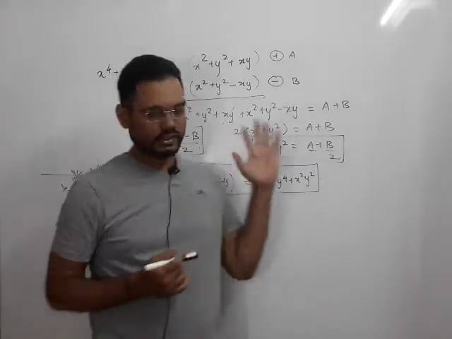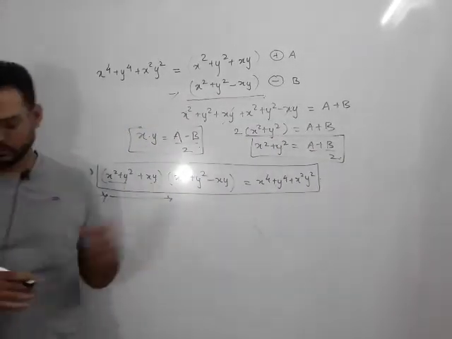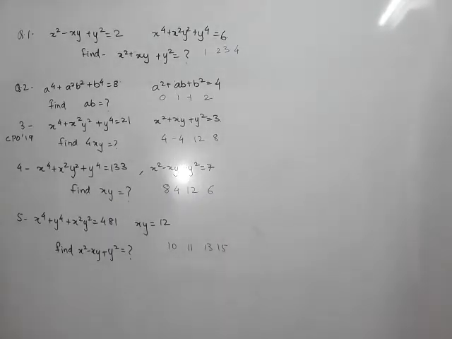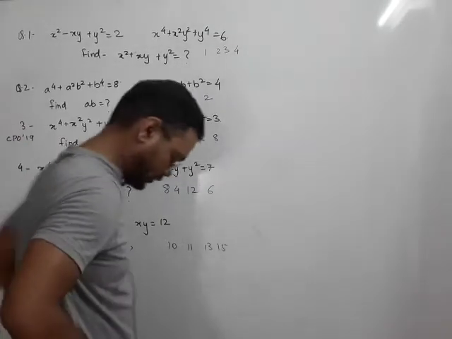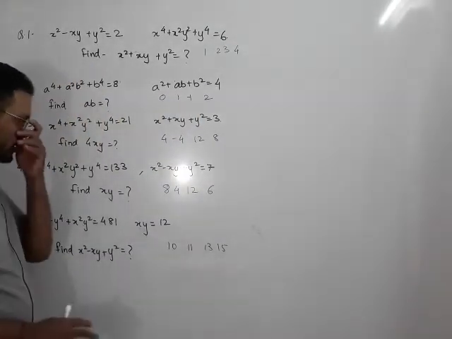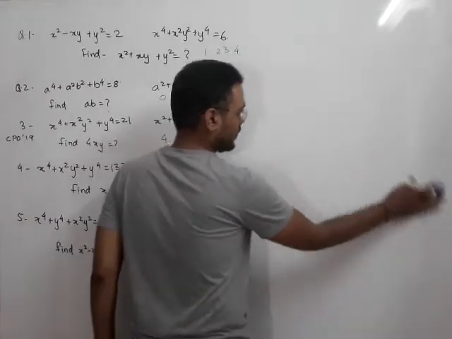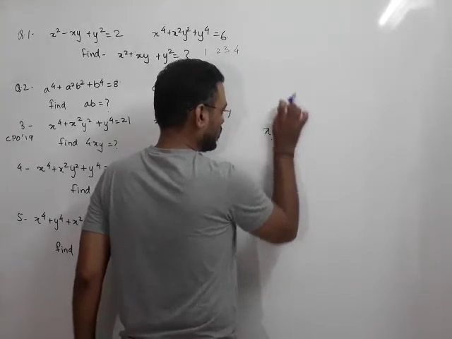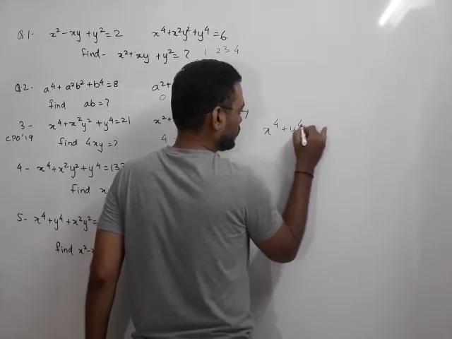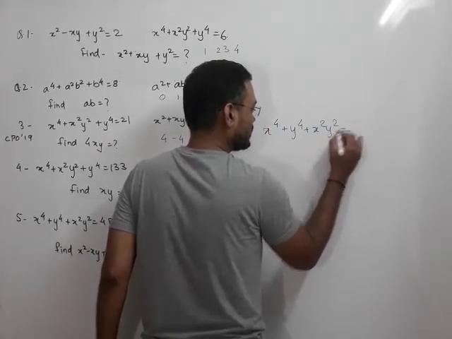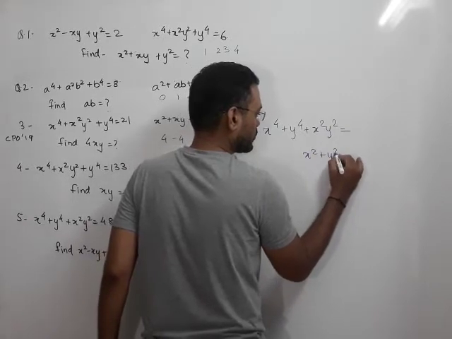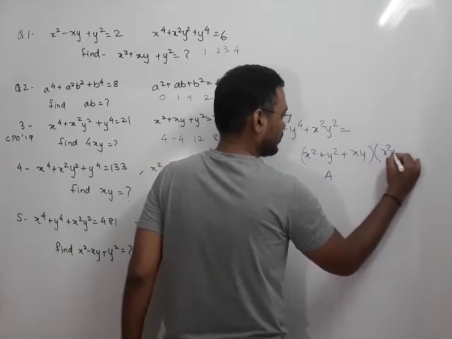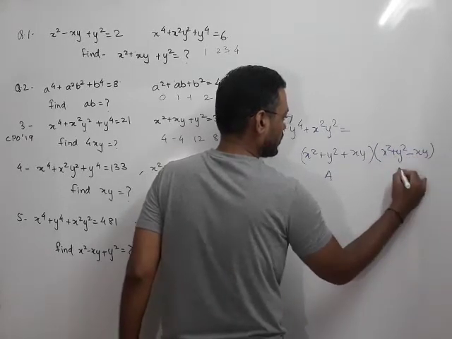Alright, kindly take a screenshot and we'll see the sums based on this. Alright, so these are the set of questions based on that formula. Again, I will reiterate what we have learned and what we are going to do. X raised to 4 plus y raised to 4 plus x square y square is written as x square plus y square plus xy, which I am calling A, and x square plus y square minus xy, which I am calling B.